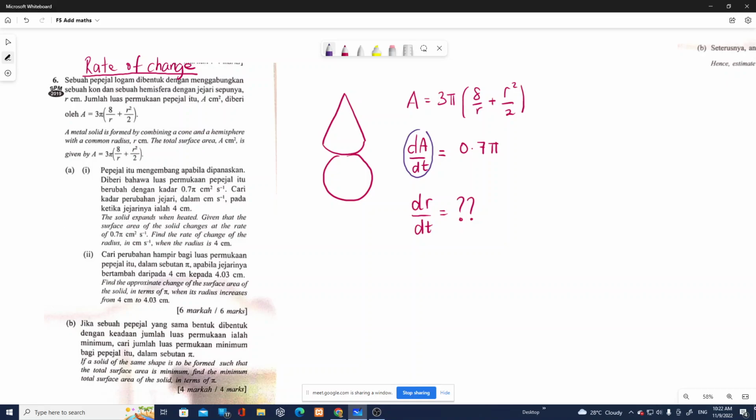In order to do this topic, you must know the chain rule, or petua rantai. Do you know what the chain rule is? dx over dy equals dy over du times du over dx. So you need three sides: d something over d something equals d something over d something times d something over d something. Understand?